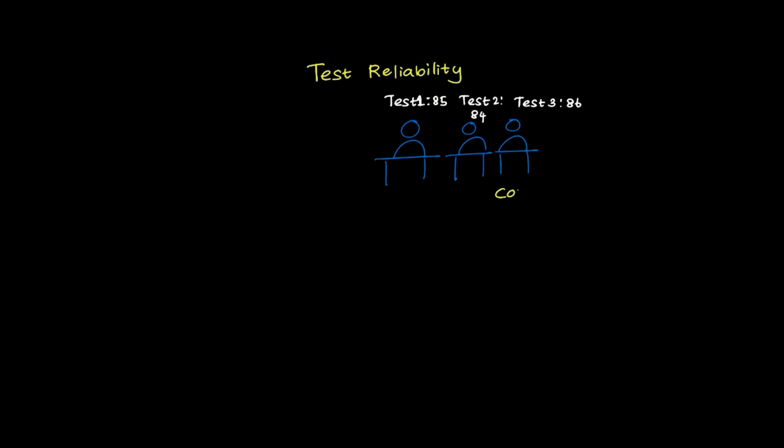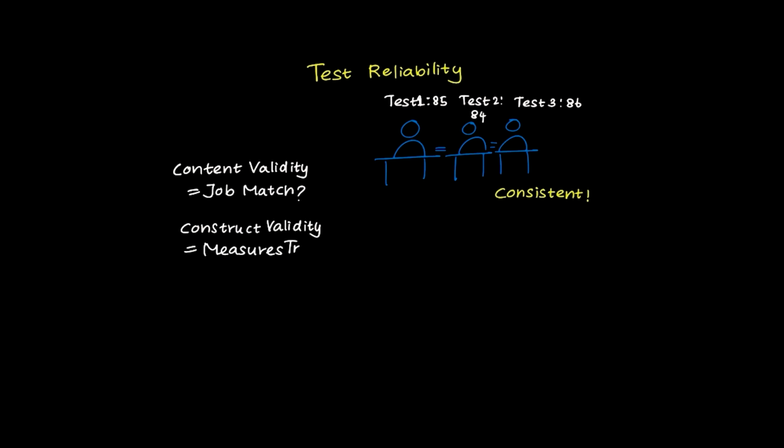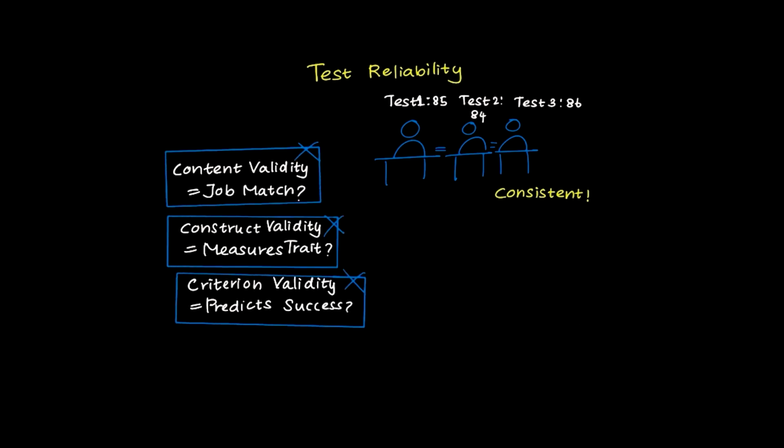Let's talk about test reliability. When candidates take a typing test and get similar scores every time they retake it under the same conditions, that test is reliable. Reliability means consistency, the test produces stable, repeatable results. It's not about whether the test measures the right thing, it's about whether it measures the same thing consistently. Content validity asks if the test matches job requirements. Construct validity connects tests to psychological traits. Criterion validity links test scores to actual job success. But reliability? That's purely about consistency over time and across administrations.